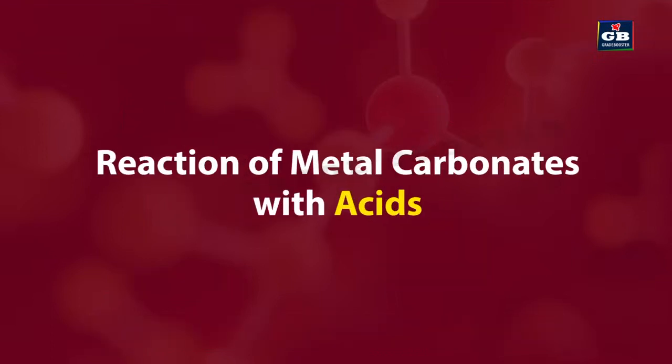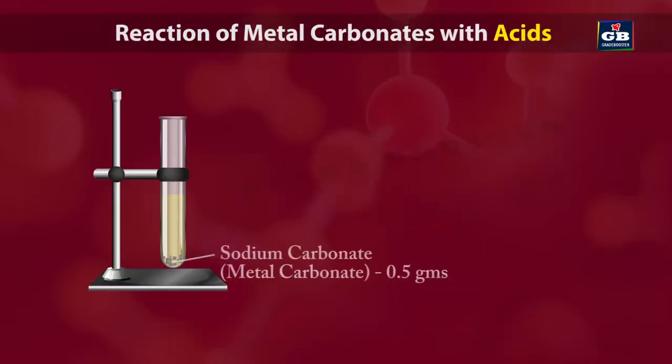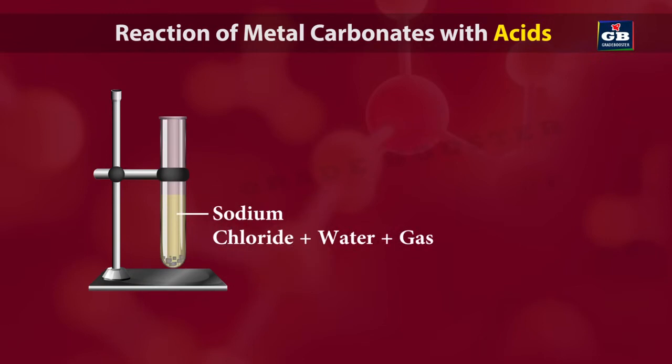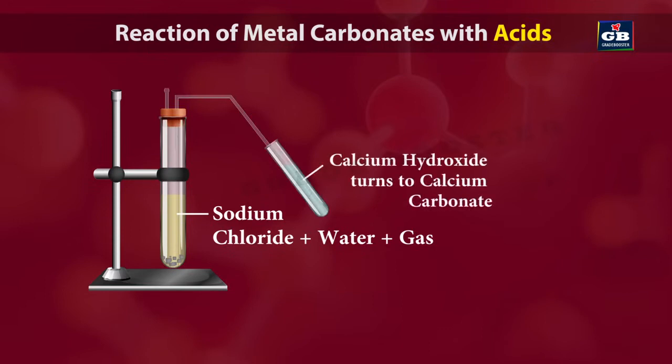Reaction of metal carbonates with acids. Take 0.5 grams of metal carbonate like sodium carbonate and add 2 ml of dilute HCl. It forms a salt, that is sodium chloride, water and gas. This gas, when passed through calcium hydroxide solution, forms a white precipitate, that is calcium carbonate.